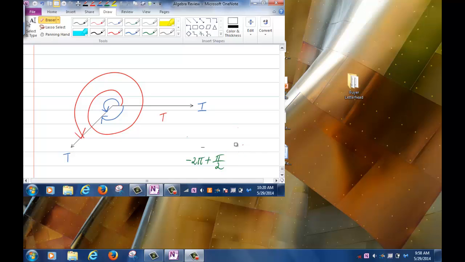Okay, let me delete the whole thing. So what I meant to write, okay, this is what I meant to write. I start like this. That's negative 2 pi, and then I go back, right, by pi over 2. So that's going to be what? 3 pi over 2. Everybody is okay with that?